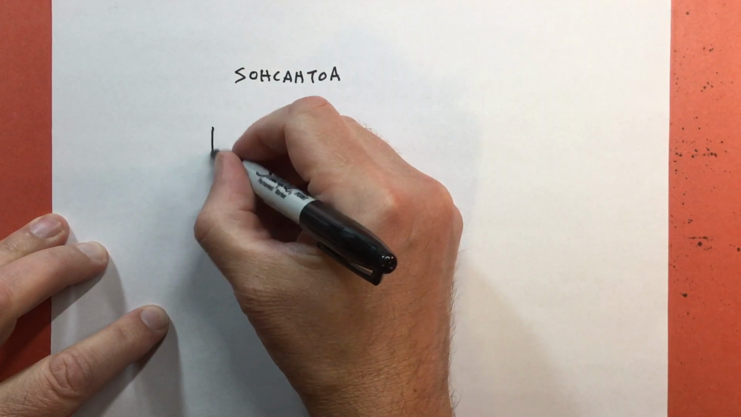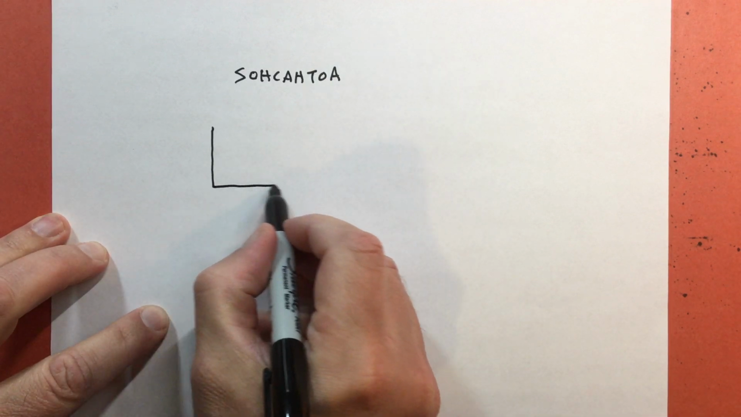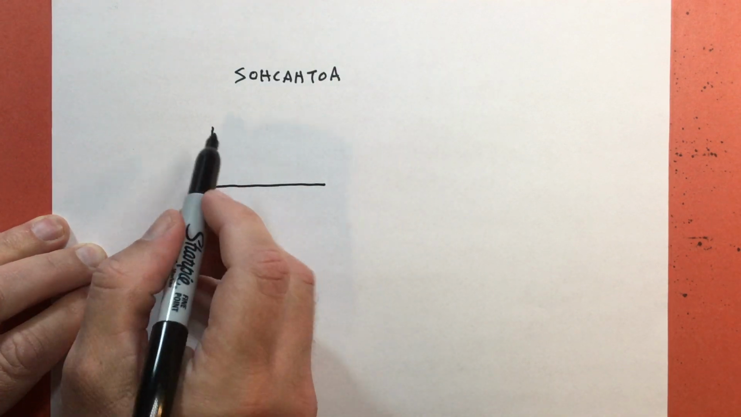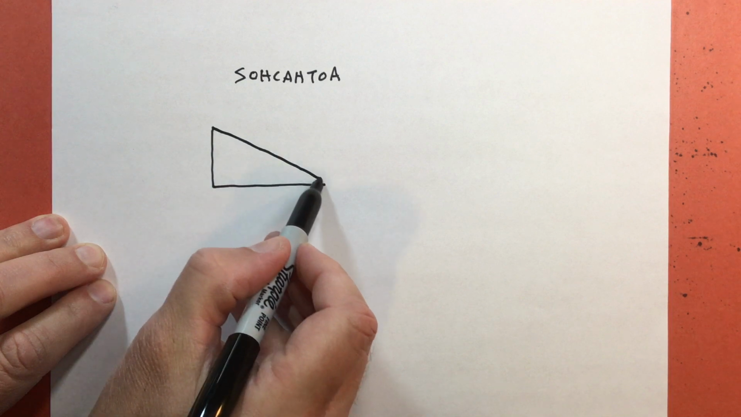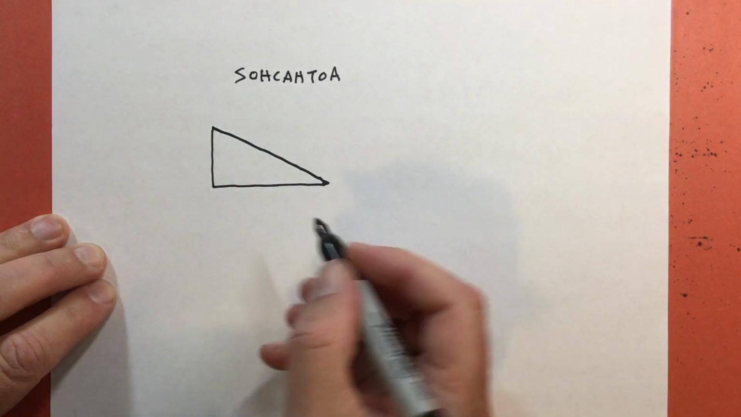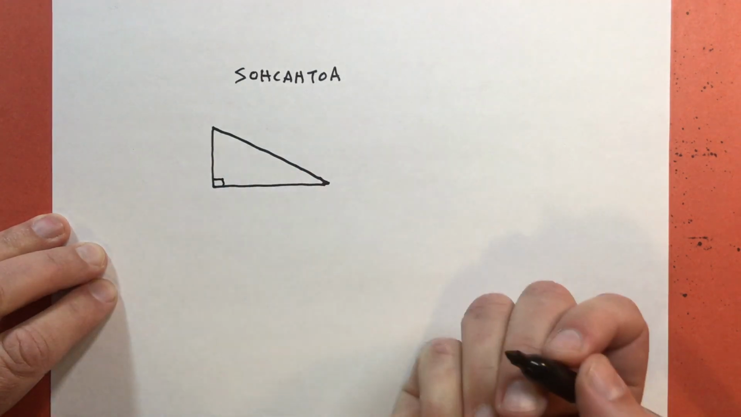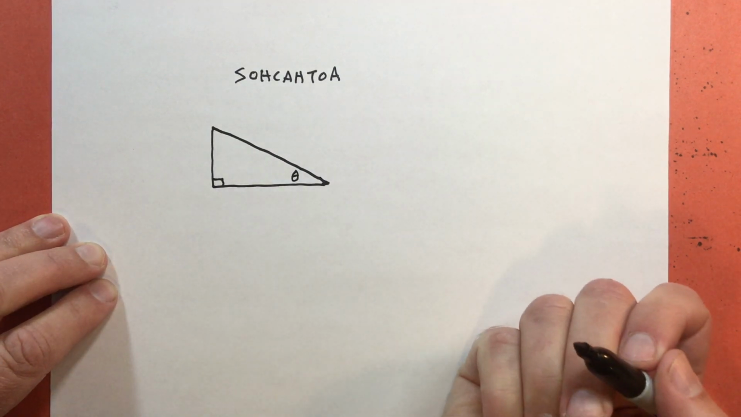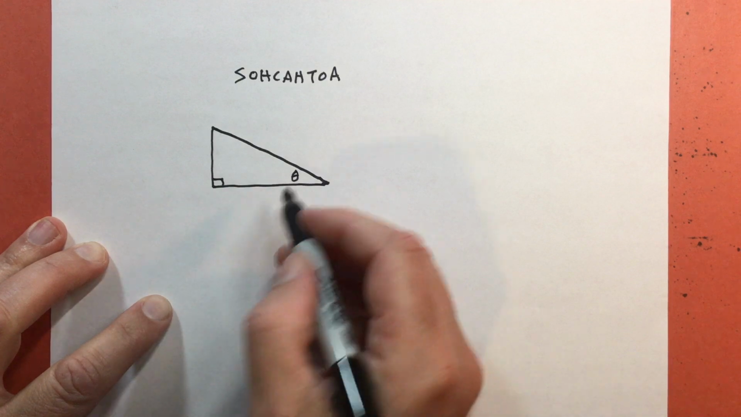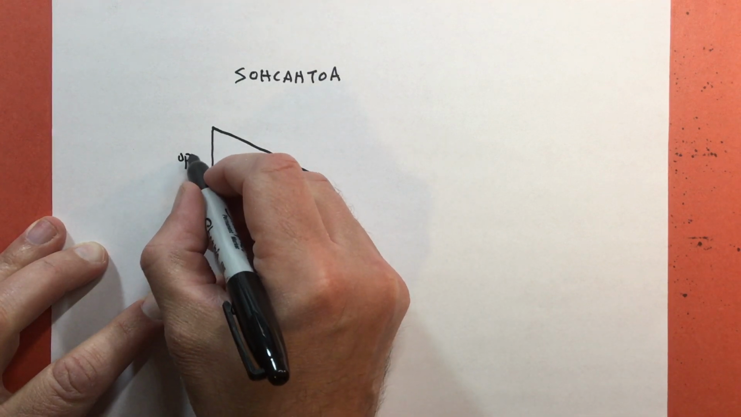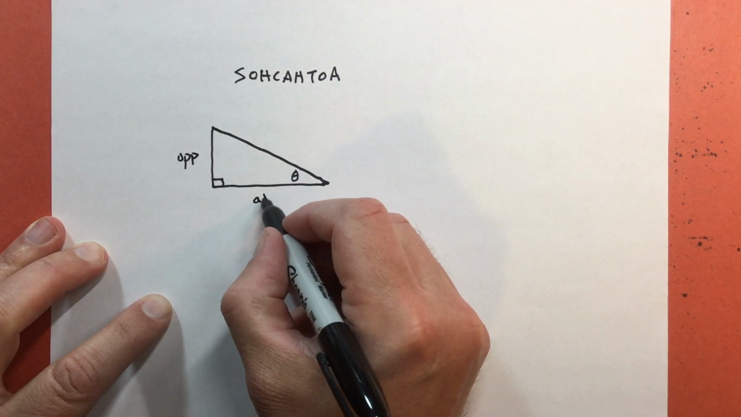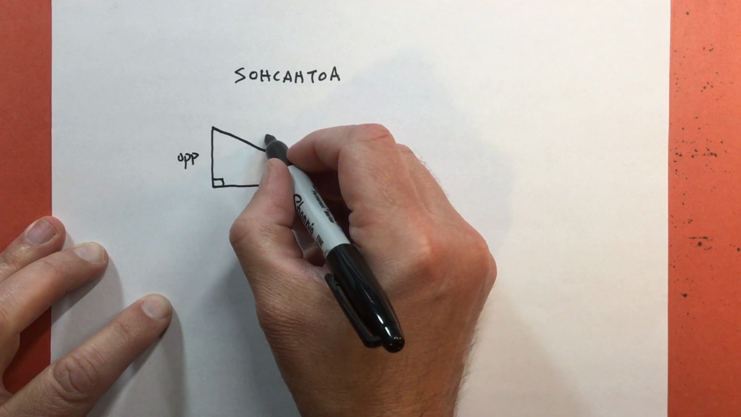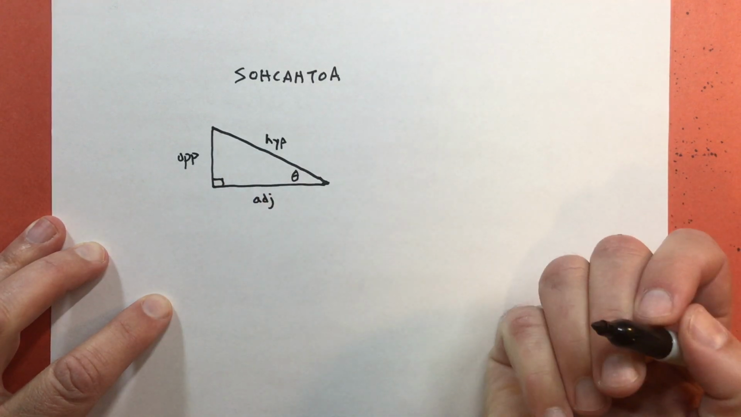So if I have a triangle, it doesn't matter how I orient the triangle or what the triangle's orientation is, which means what position it is. If this is a right angle, and let's say that this is the angle that I'm talking about, theta, okay? So relative to theta, this is the side opposite, this is the side adjacent, and this is still the hypotenuse.